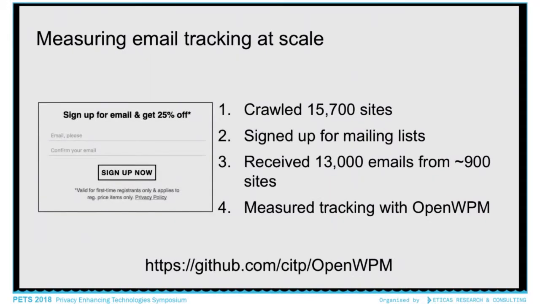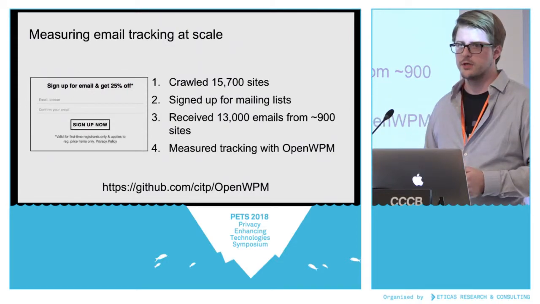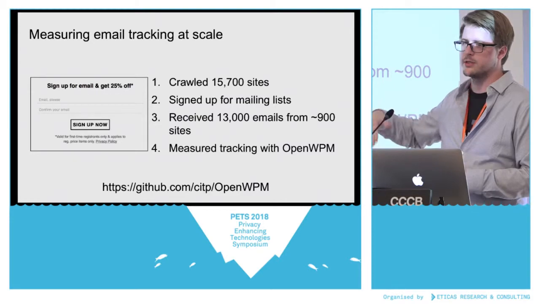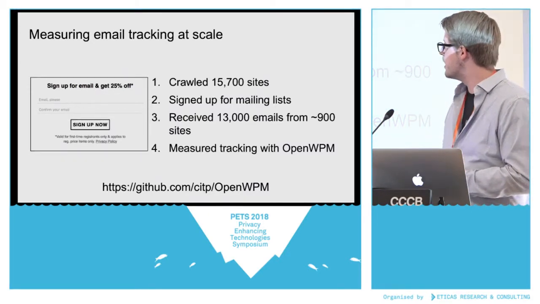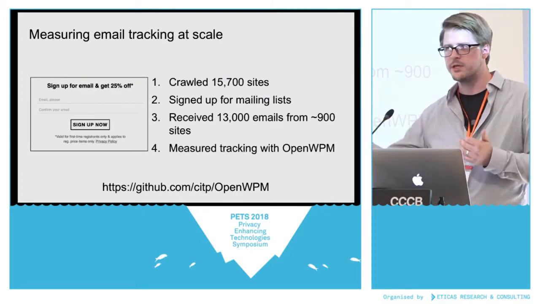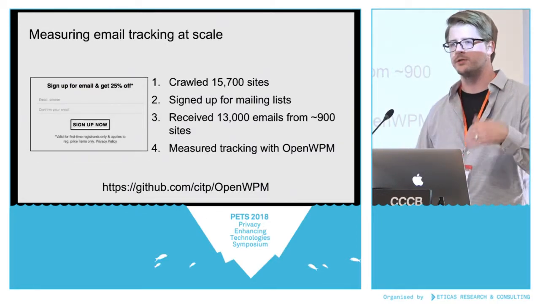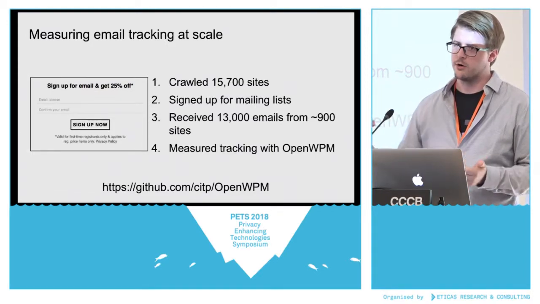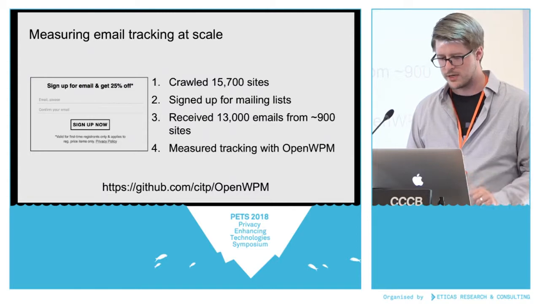But once we were able to successfully do that, we crawled about 16,000 sites, so the 15,000 of the Alexa top million, and then a bunch of sites within a bunch of shopping categories. And we signed up for mailing lists on each of those where we were able to successfully find a sign-up box. And we specifically gave each site a unique email address. Right? So then when we received email back from these various sign-up procedures, we would know what site that email corresponded to. So we received about 13,000 emails from almost 1,000 sites.